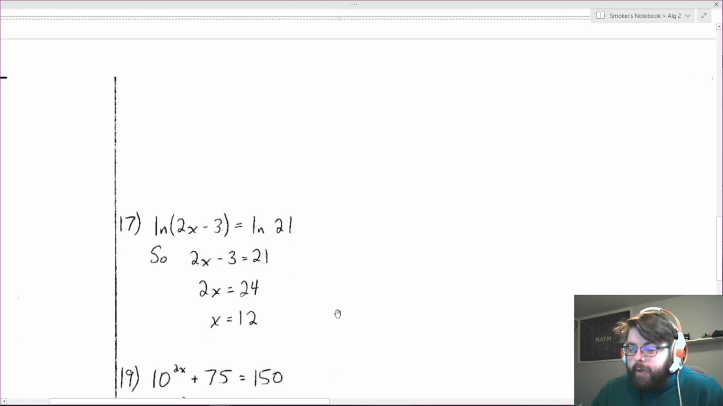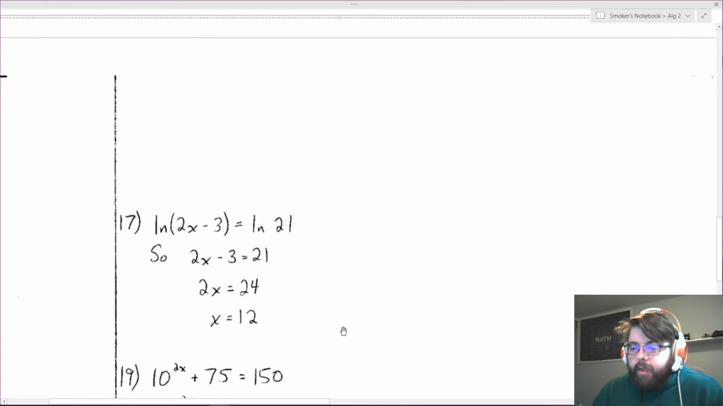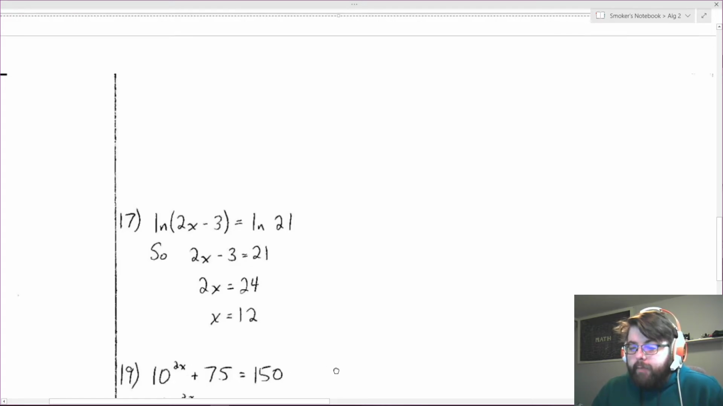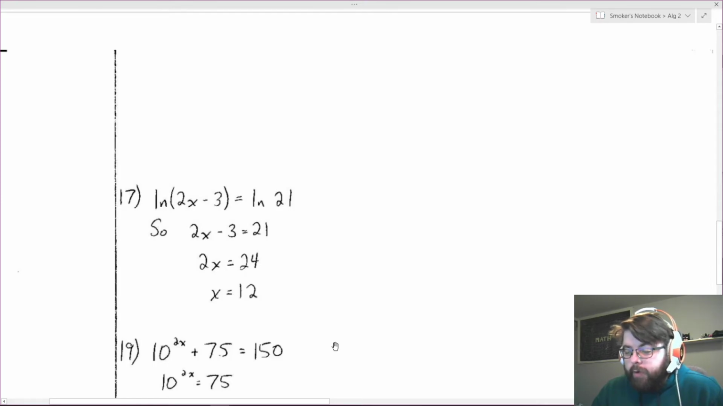Okay, I'm going to keep going, apparently, because this is just so much fun. 10 to the power of 2x plus 75 is equal to 150. So here's an example of an exponential form. There's no logs, right? That's not in standard form because it's not base to a power equals something. You have this plus 75 in here. I've got to get rid of this plus 75 before I can convert this to logarithmic form, or take the ln of both sides, or take a log of both sides. But I can do that pretty easily by subtracting 75 from both sides.